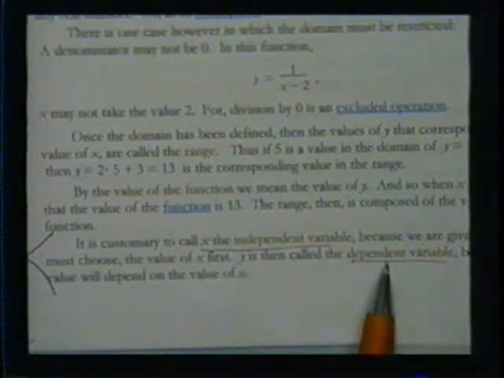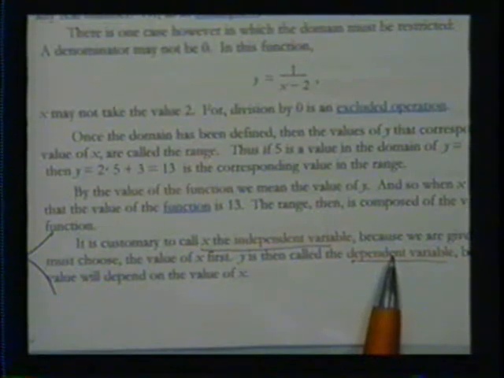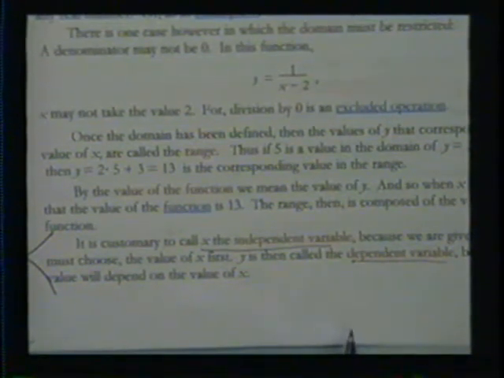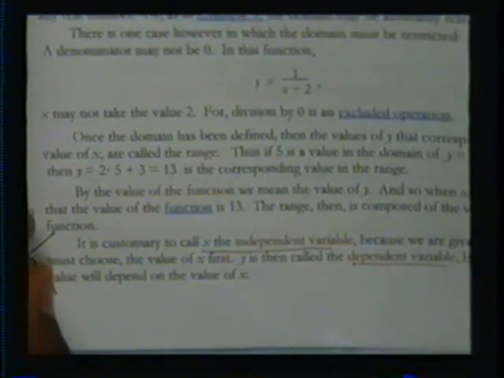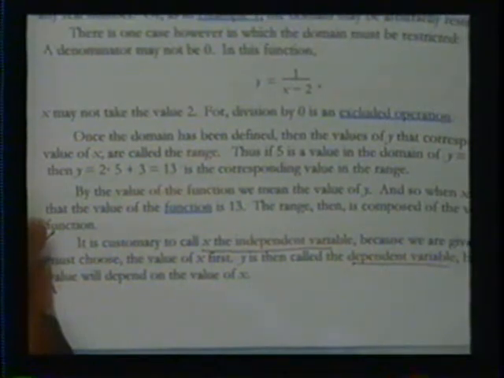And then y is called the dependent variable. Stephen, why is it called dependent variable? Because it's dependent on the x. Exactly. Everybody understand that, correct? All right, let's look at an example here.